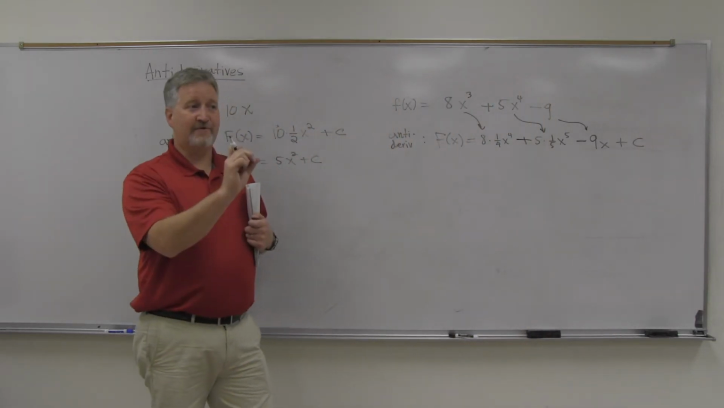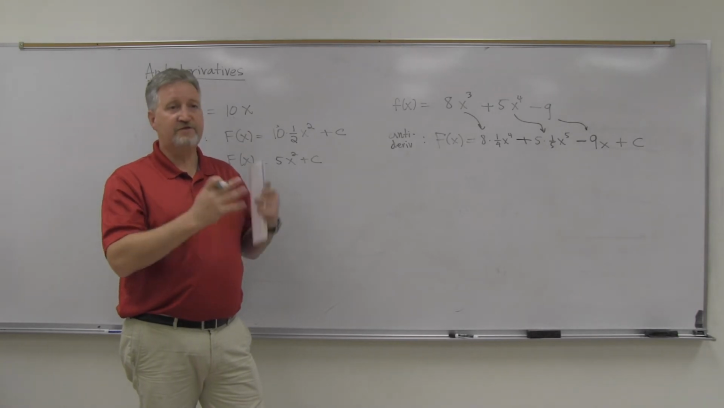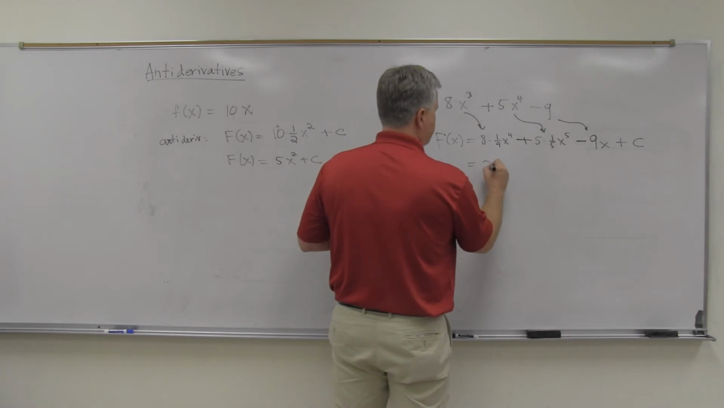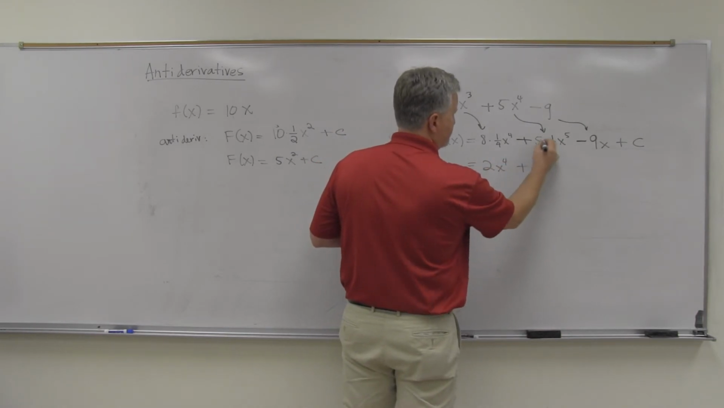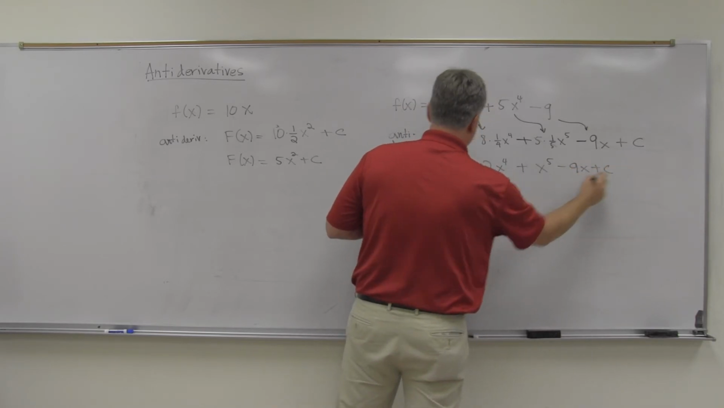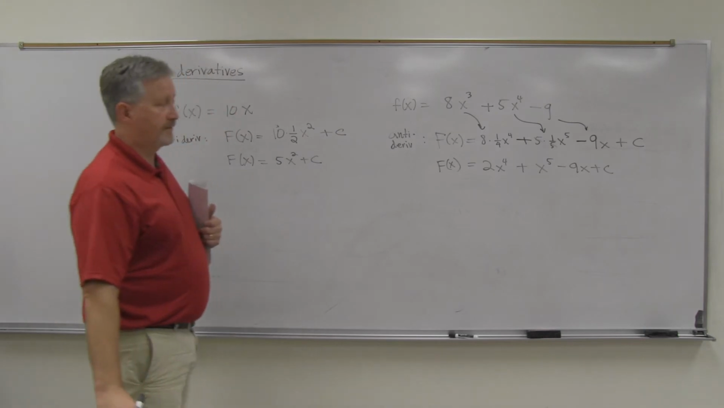So yeah, the antiderivatives are much like the derivatives, and if you've got pluses and minuses between them, you just do the antiderivatives all separately. So we get 2x to the fourth plus, 5's cancel, those would be x to the fifth, minus 9x plus c as the answer. Okay?